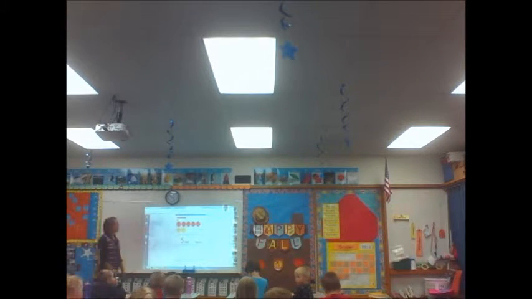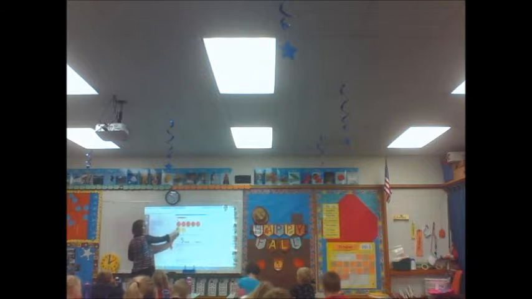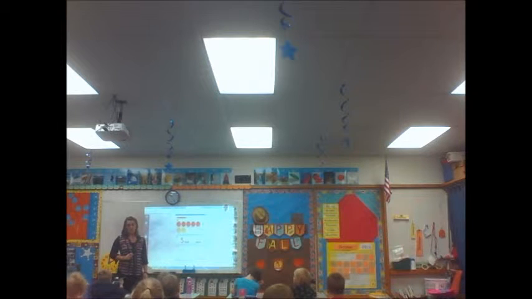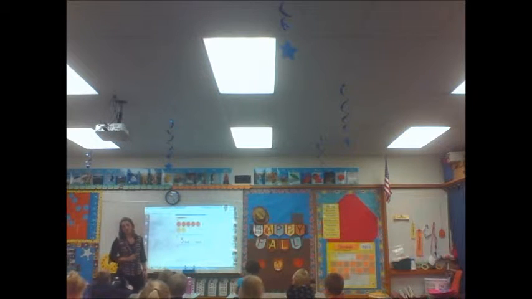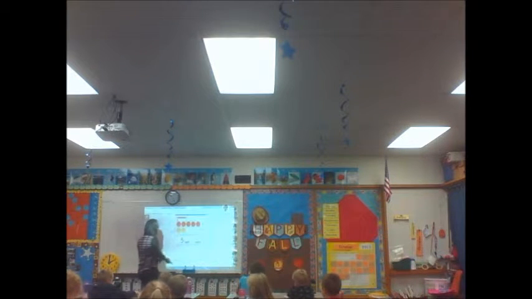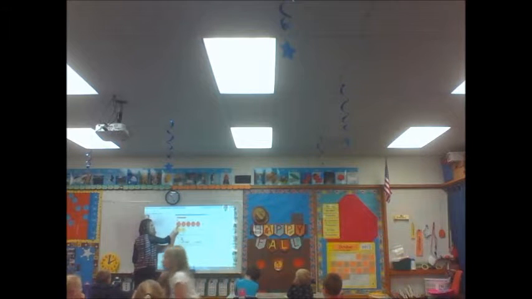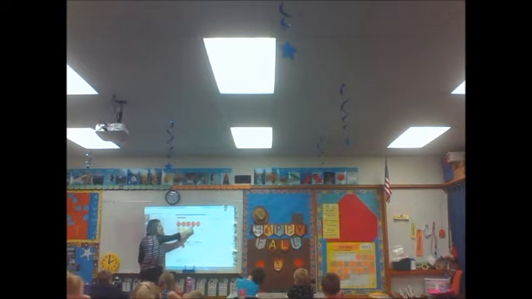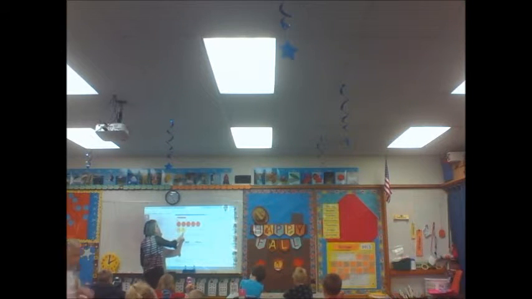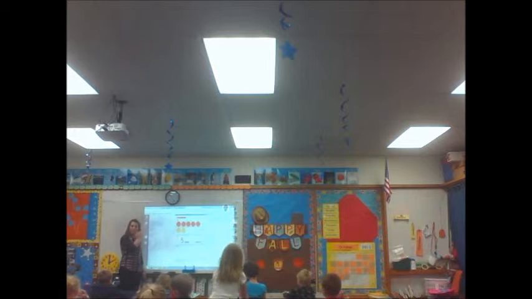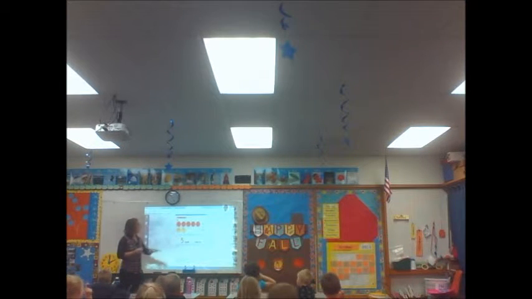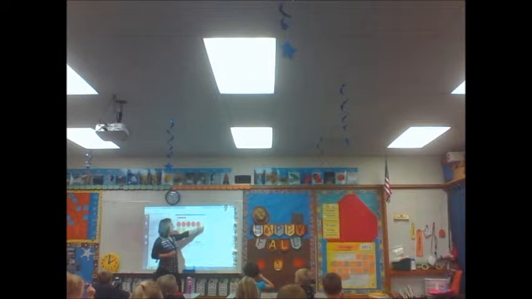All right, are we all there? Okay, put your finger on the first counter. We're going to count these counters together. Put your finger, not your pencil, your finger. Are you ready? 1, 2, 3, 4, 5, 6, 7. How many counters do we have? 7. So on the side we have a 7.